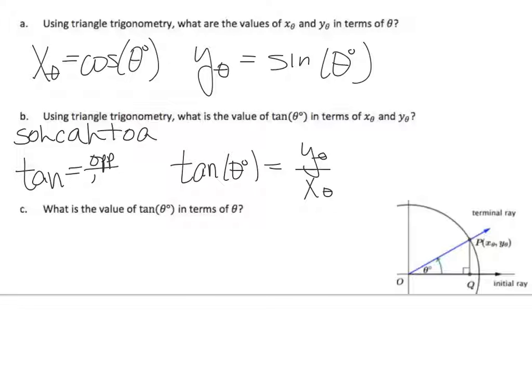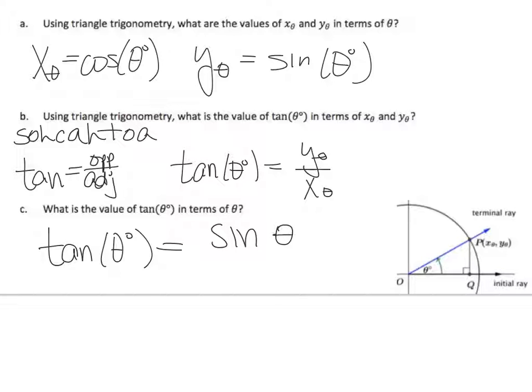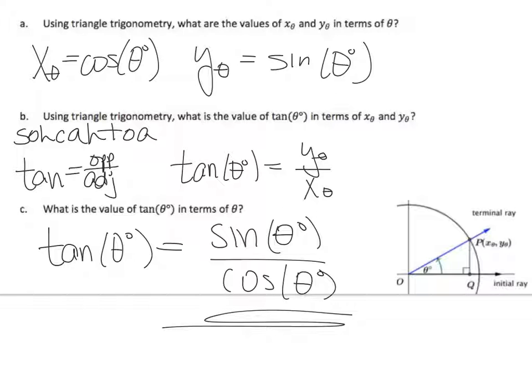Let's fix that. If I look at my theta, opposite is my y value, adjacent is my x value. So if I put it in terms of sine and cosine, which is my terms of theta, I've got sine theta over cosine theta. And we just spent the last 2 lessons talking about sine and cosine, so now wrapping that into tangent won't be too difficult.